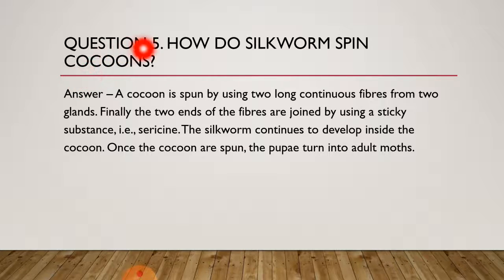Now question 5. How do silkworms spin cocoons? Its answer, a cocoon is spun by using two long continuous fibers from two glands. Finally, the two ends of the fibers are joined by using a sticky substance, that is sericin. The silkworm continues to develop inside the cocoon. Once the cocoon are spun, the pupae turn into adult moths.